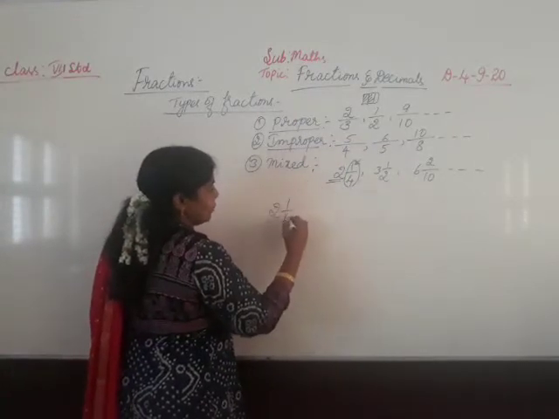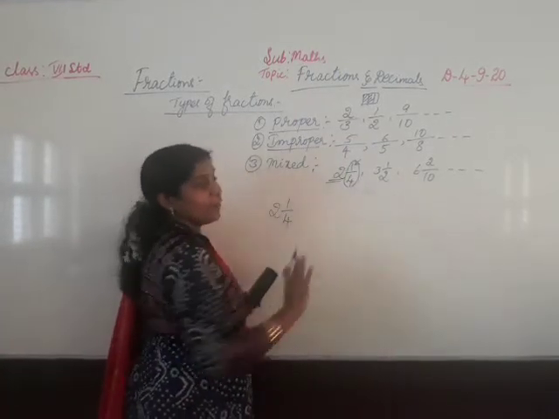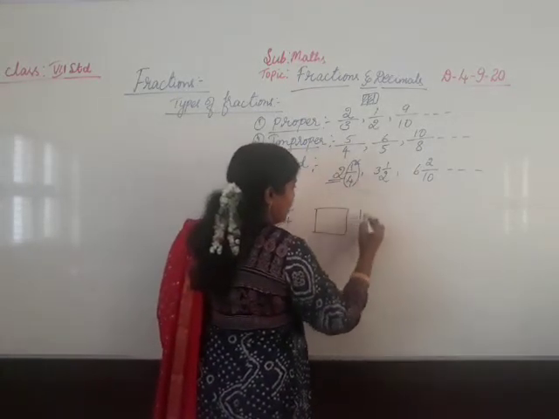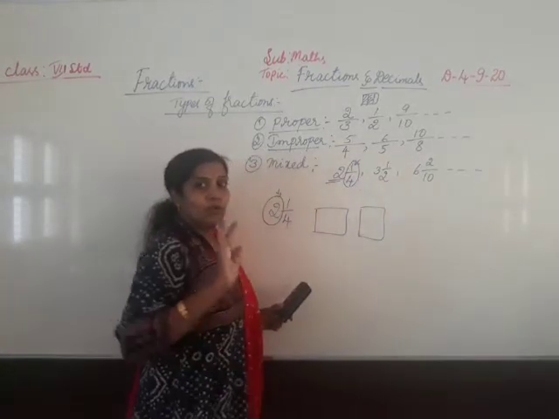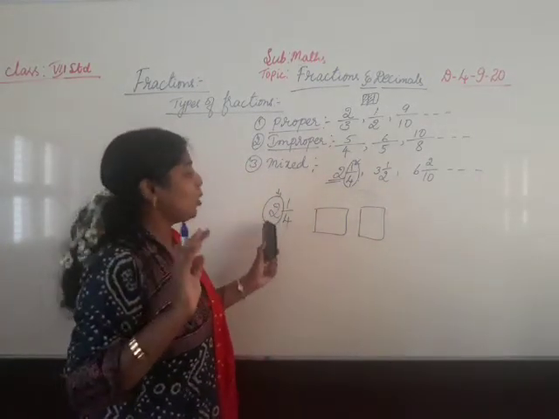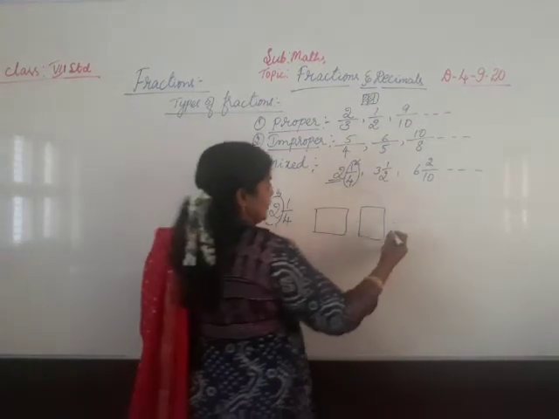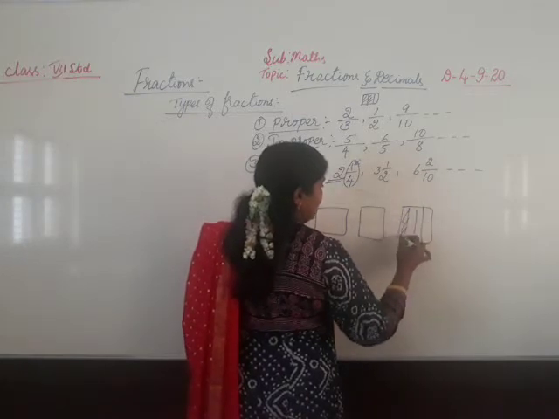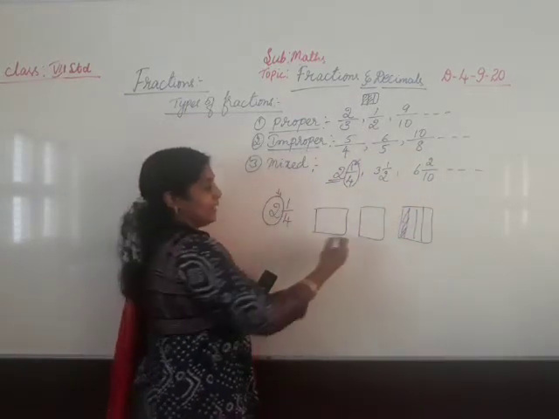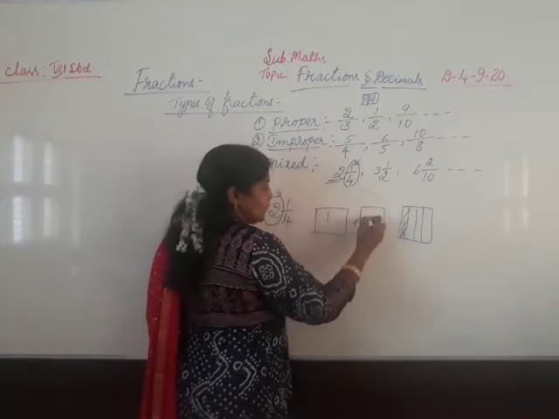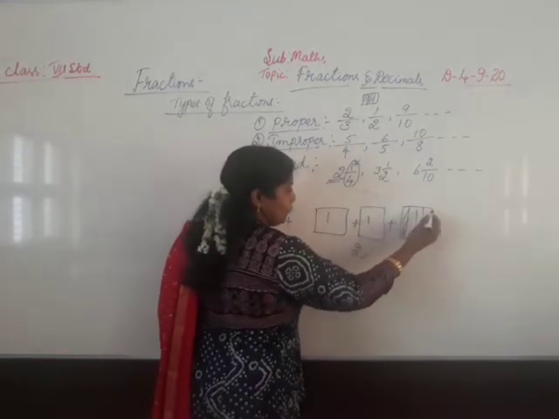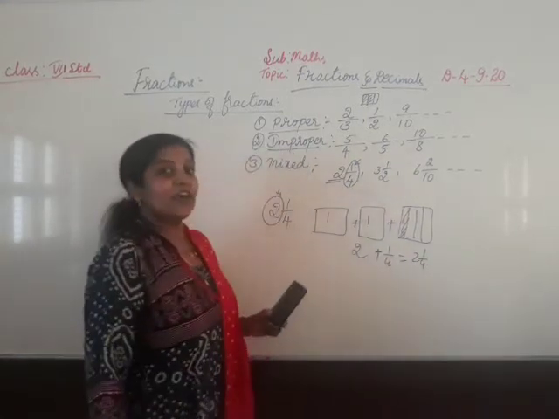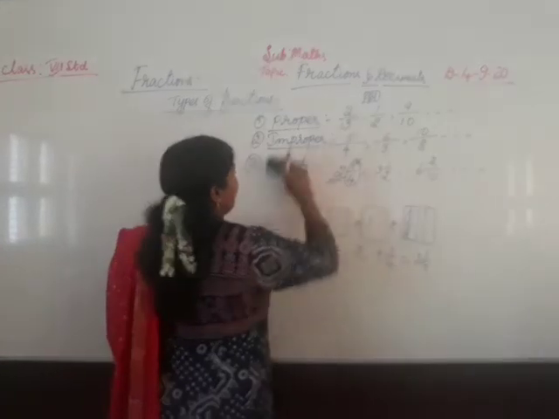2 1 by 4. In figures, it is very easy. 2 is a whole number, that means 2 whole parts are there, with no division because it is a whole number, and one more part is there. We have divided that into 4 parts and 1 part is shaded. So this is whole 1, this is 1, 1 plus 1, 2. And what is the fraction part? 2 plus 1 by 4, that is 2 1 by 4. This is the way of expressing the mixed fraction.